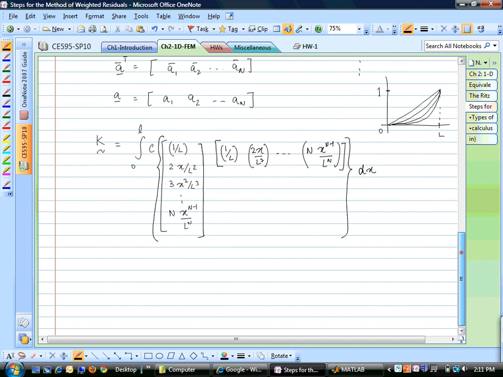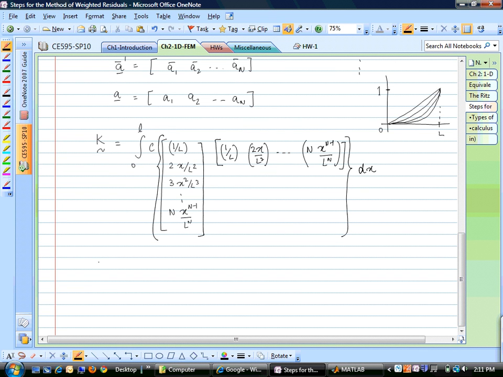So if you try to calculate, let's say, the i comma j term in this matrix, let's call that term Kij. That would be equal to C integral 0 to L. Now the ith term in the column vector is going to be i times x to the power i minus 1 over L to the power i. And the jth term in the row vector is going to be j times x to the power j minus 1 over L to the power j. Okay, does that make sense?